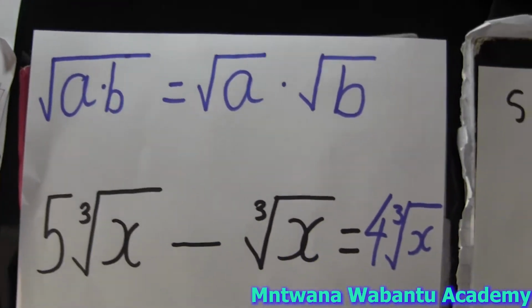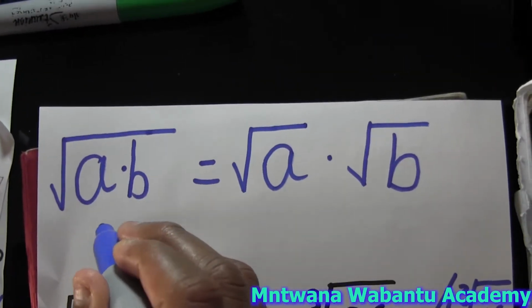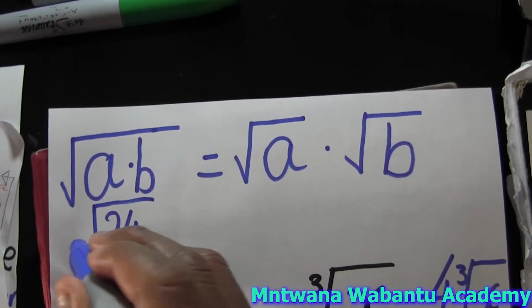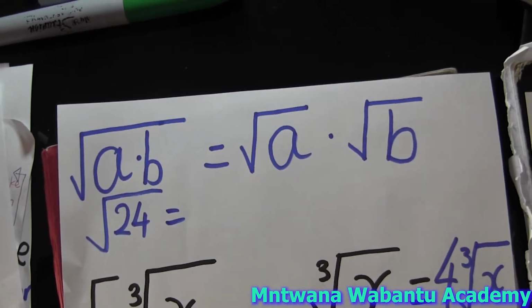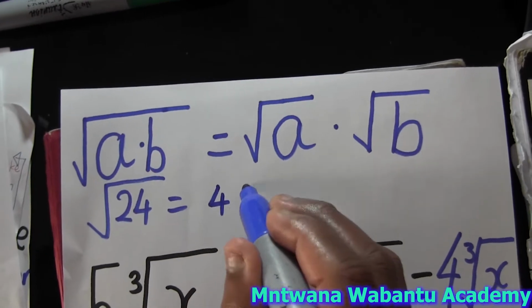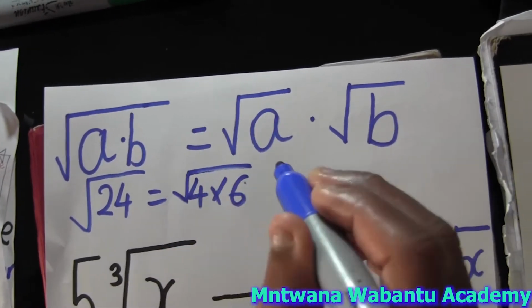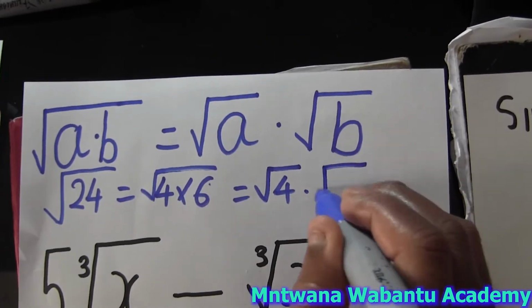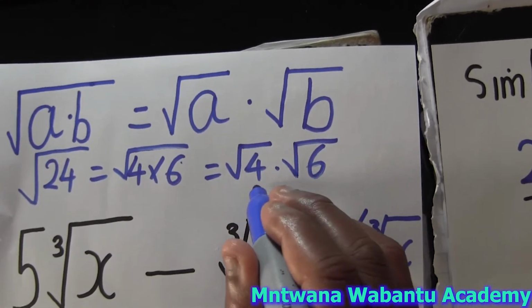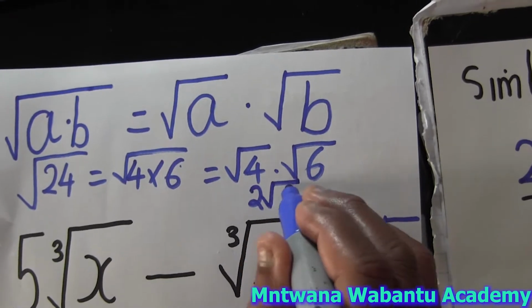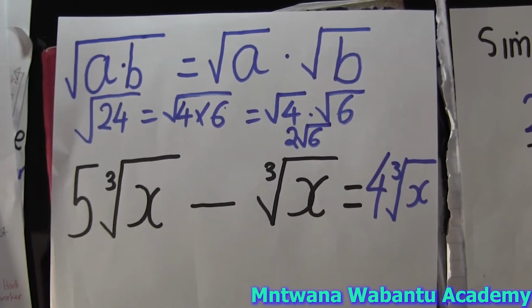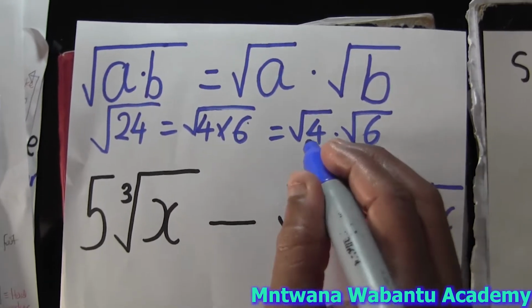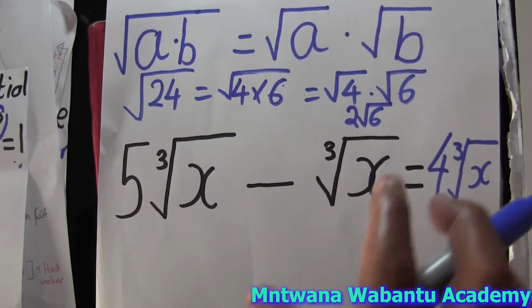Same if somebody says, for example, 24. What is 24? 24 could be 4 times 6. So I can separate: square root of 4 times square root of 6. But we know when you square root 4, we get 2. So it's going to be 2. Square root of 6, there's no number. But for 4, we know we're going to get 2. So that's one of the rules. You know what I'm saying?